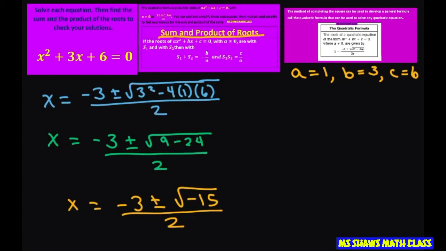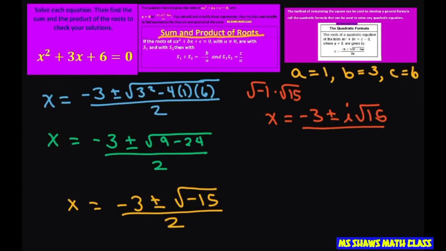Let's go ahead and rewrite this as x equals negative 3 and pull out this negative. Remember, negative 1 times square root of 15. So we have negative 3 plus or minus square root of negative 1 is i, then square root of 15. Always want to put the i in front of the radical, divided by 2. You can put it under, but a lot of times when we're writing real fast it looks like it's under the radical, so that's why we like to put it in front. So there's our two solutions.